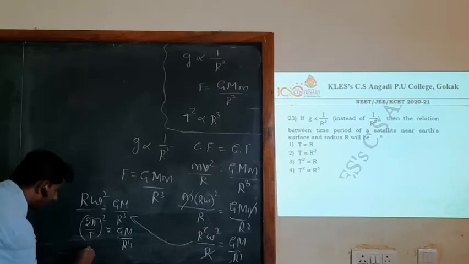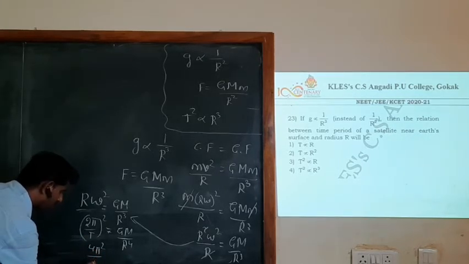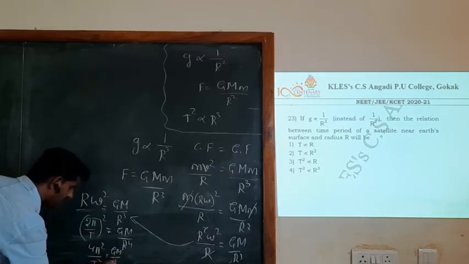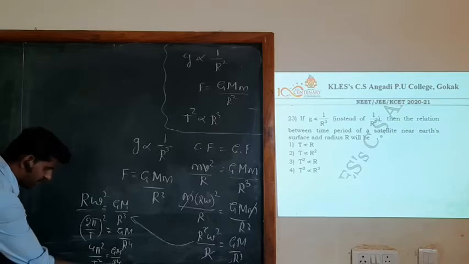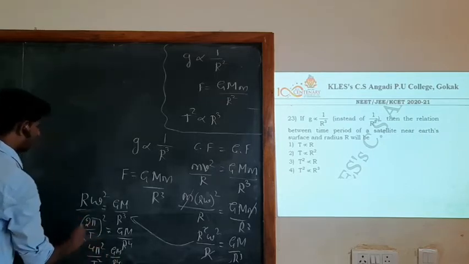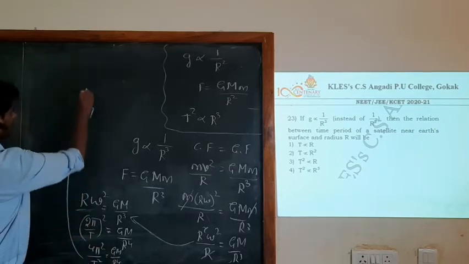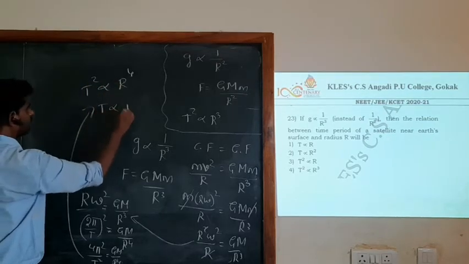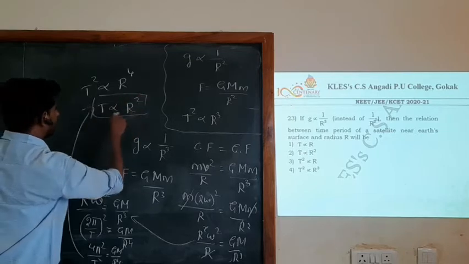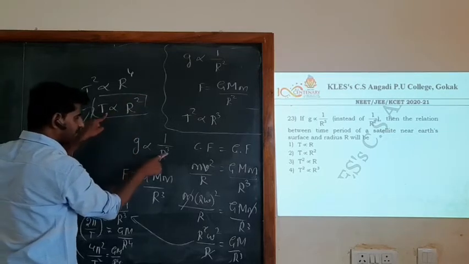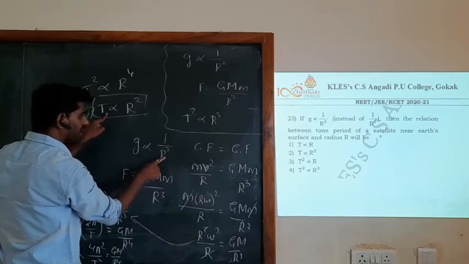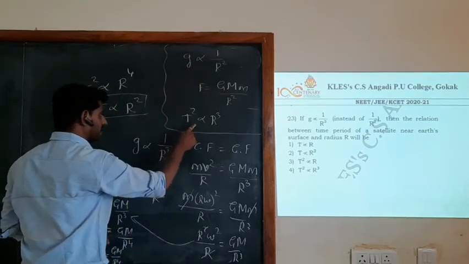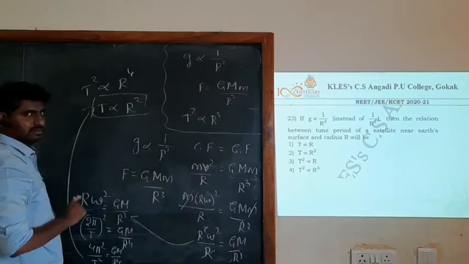And see the denominator. This is 4 pi square divided by T square, equal to GM divided by r to the power 4. So this is the relation between T and r. How can we write it? We can write it like T square proportional to r to the power 4, and T is proportional to r square. So this is the relation when g is inversely proportional to the cube of the radius. If it was the square of the radius, this is our case. If it is the cube of the radius, this is the case.